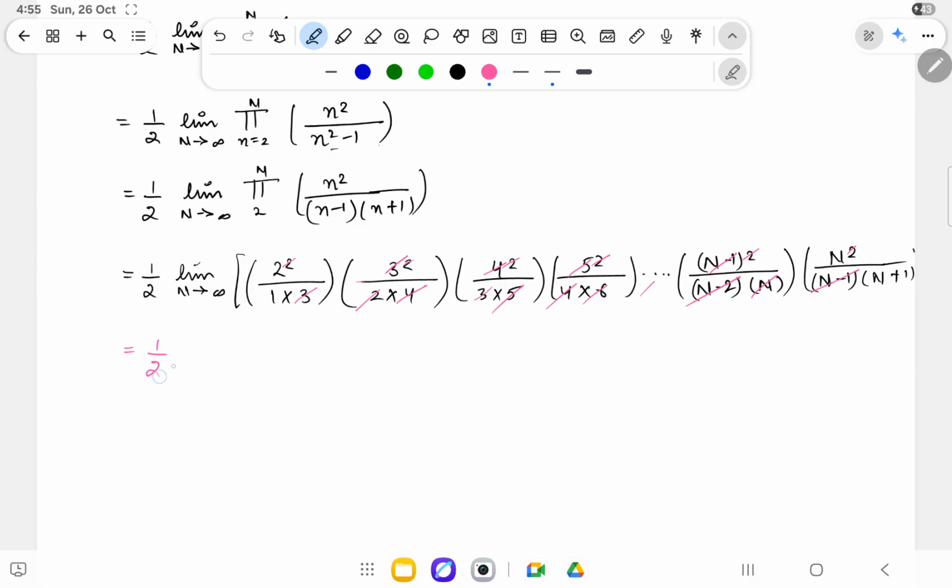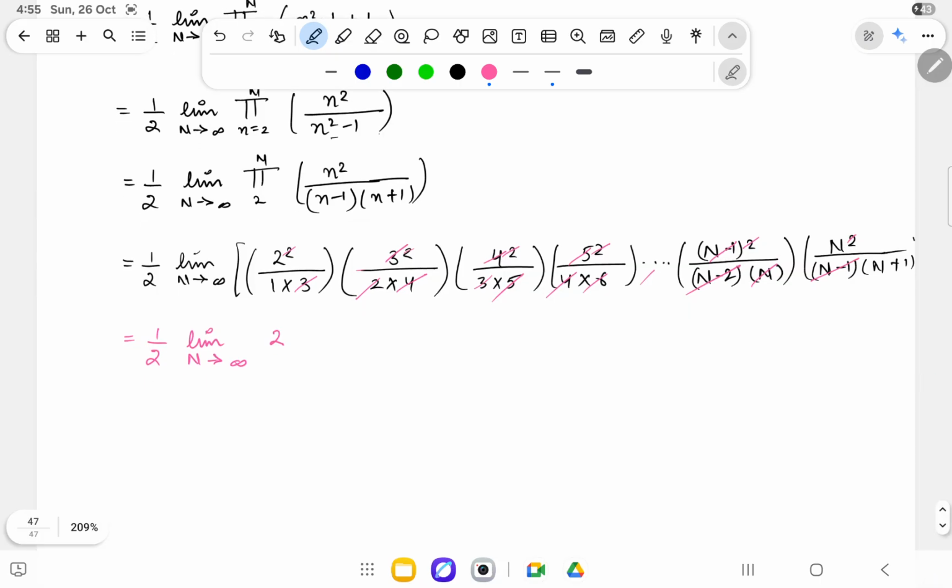It will be equal to 1 by 2 limit capital N approaches infinity. We are left with 1 2 here, and this n will be balanced out because we can balance it with the other n that will occur in the next term, but we have taken the product till n only, so we are left with this n, and in the denominator we are left with n plus 1.